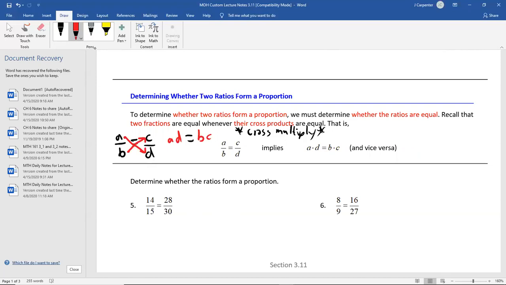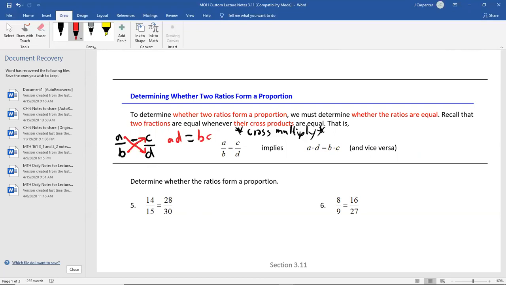So cross multiplication is an awesome technique for solving proportions. It's an awesome technique for solving a fraction equal to a fraction. Cross multiplying is not used for adding or subtracting fractions. Cross multiplying is not used for multiplying or dividing fractions. So many students, when they're introduced to cross multiplication, they want to cross multiply everything. And it really does not get used that much, honestly. It gets used when you have a fraction equal to a fraction.